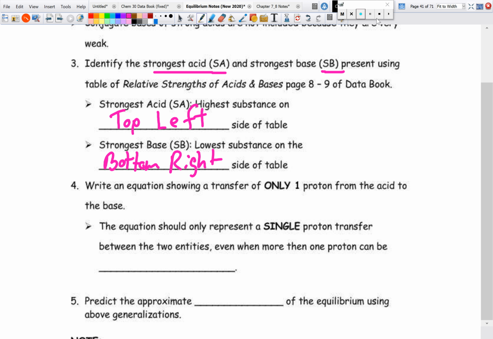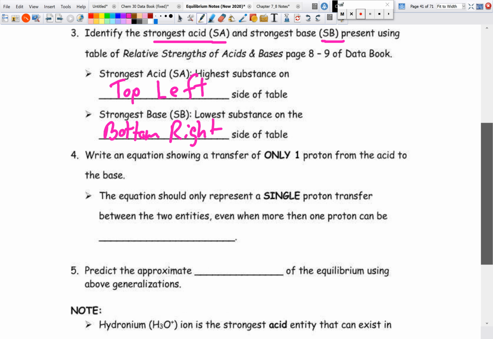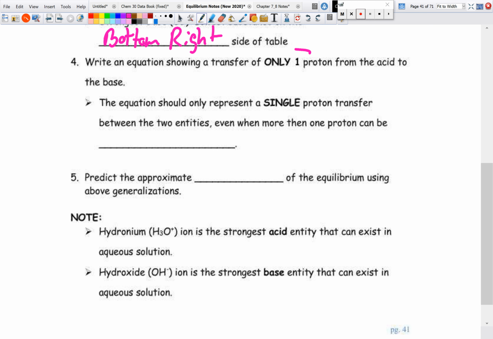Now, once we get that step done, we are going to write the equation showing the transfer of only one proton from the acid to the base. And that is it. So we're not going to do two. If one of the things has 2 hydrogens, that is not going to be the case. It's only going to be a transfer of 1 hydrogen and 1 hydrogen only. So the equation should represent a single proton transfer between 2 entities even when more than 1 proton can be transferred.